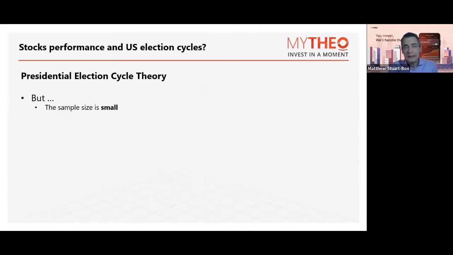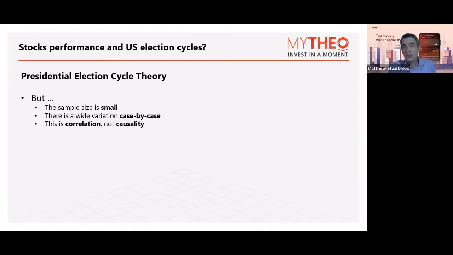But of course, with all these things, the sample size is small. We don't have a large number of presidents to analyze. And there's quite a lot of variation case by case. We'll perhaps look a little later on at individual presidencies and see that. But there's a large variation, so it's hard to make a conclusion.